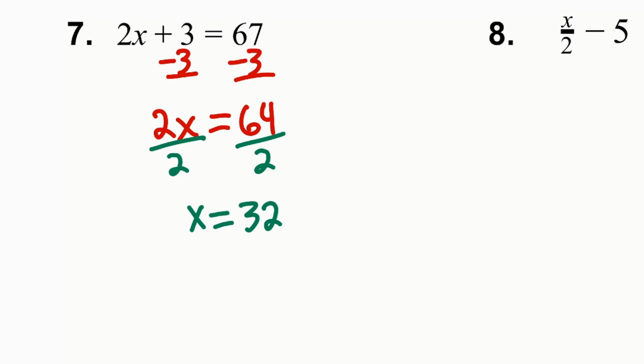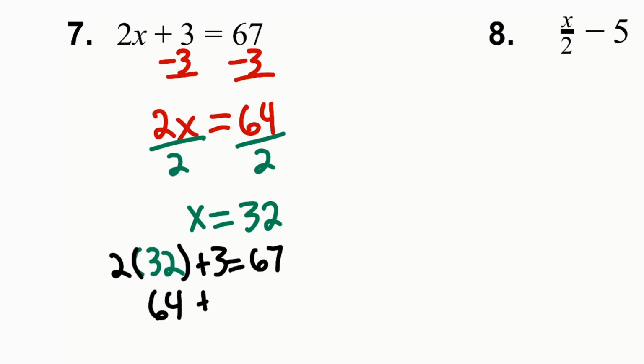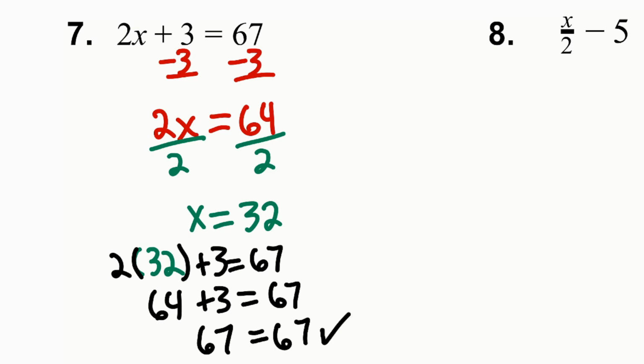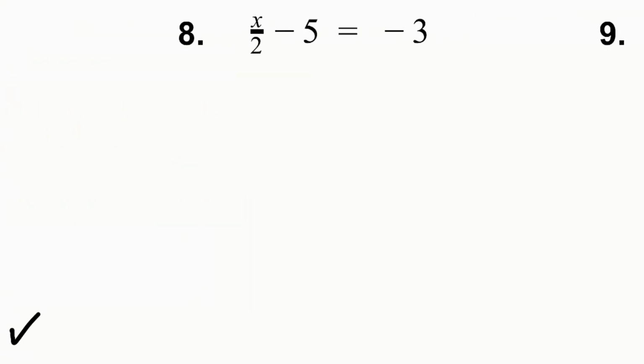It asks us here to check our solution, so I will plug my 32 back in for x. Whoops. And check and see that this comes out to be correct. 2 times 32 is 64, plus 3 is equal to 67. 64 plus 3 is 67, equals 67. That checks. That is question 7. Question 8.